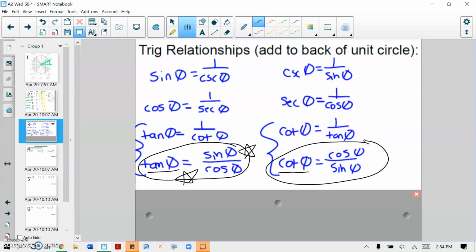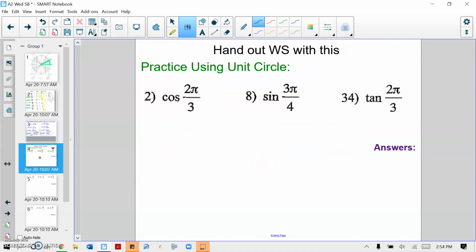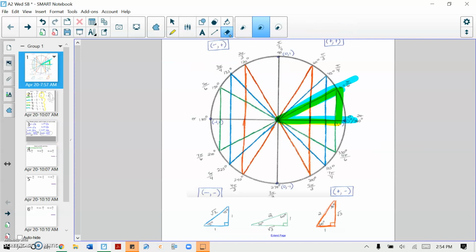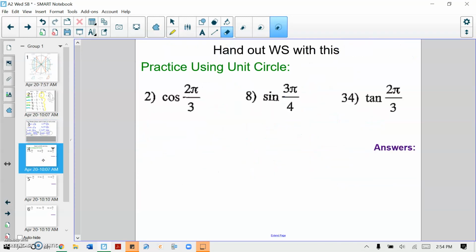All right, so here's how this works. What's going to happen is I'm going to give you problems just like this. Find the ratio for cosine of 2 pi over 3. What you're going to have to do is use the unit circle to help you with that. So I'm going to use my highlighter as much as I can. Here I'm going to erase all that highlighter stuff, and let's do this first question together.